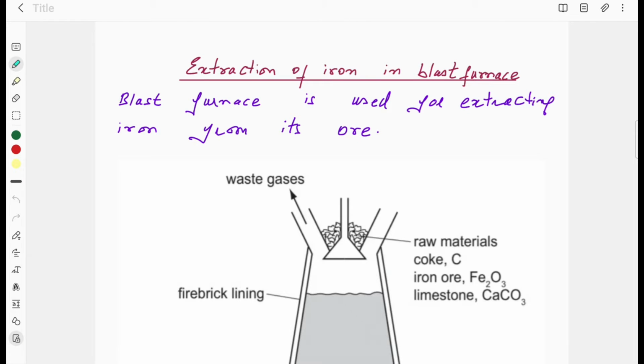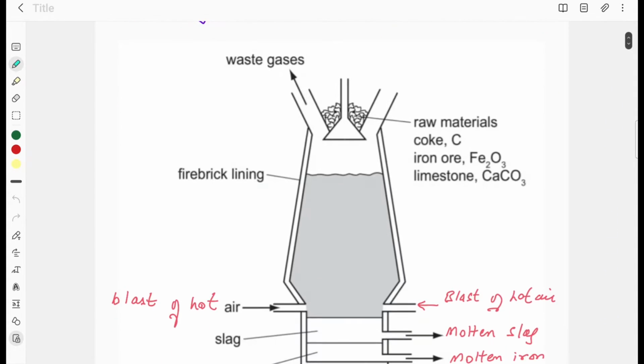Extraction of iron in blast furnace. Blast furnace is used for extracting iron from its ore.